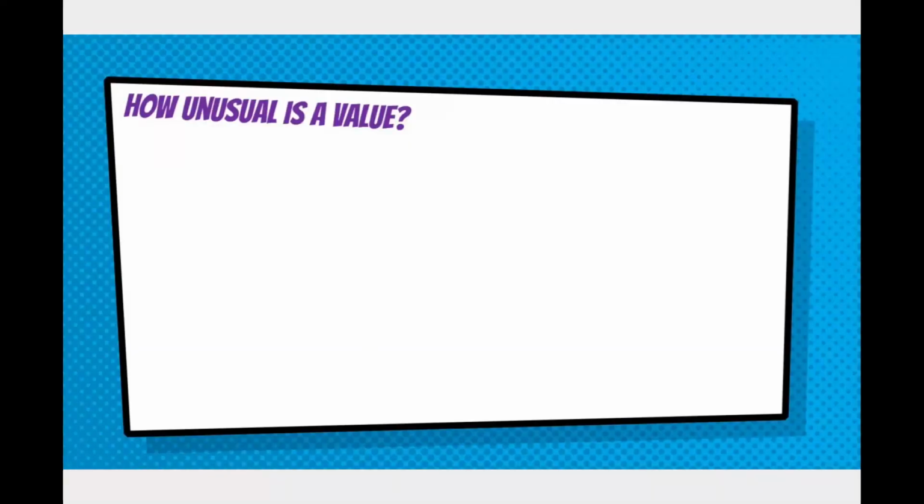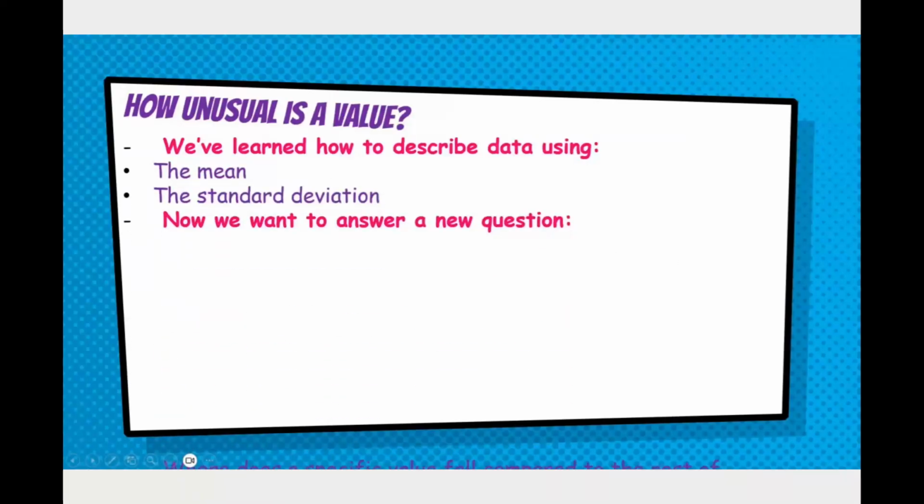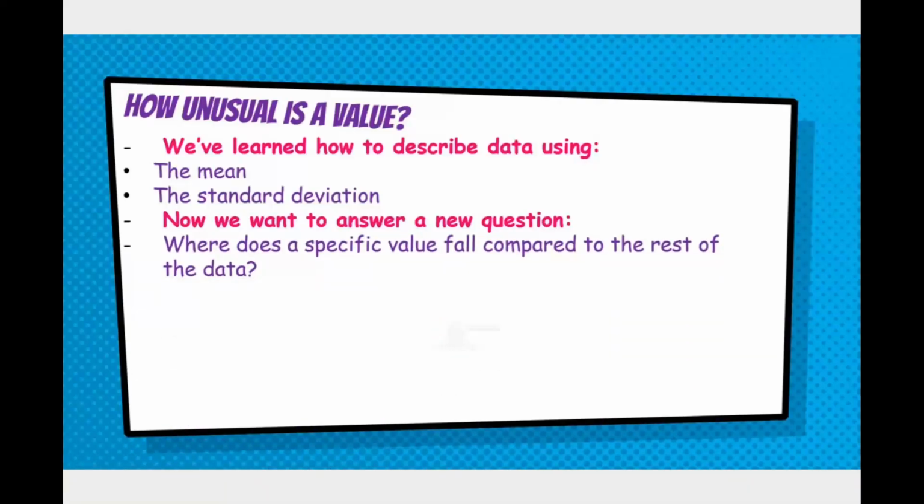All right. So Z-scores is what we're going to talk about today. So how unusual is a value? We've learned how to describe data using the mean, standard deviation, and now we want to answer a new question, which is where does the specific value fall compared to the rest of the data?